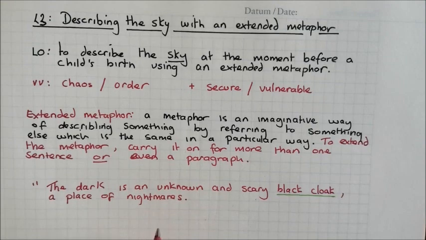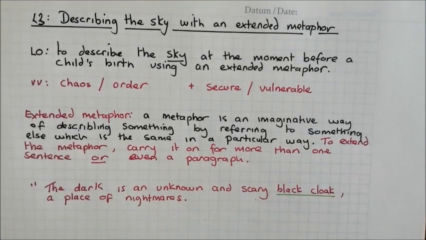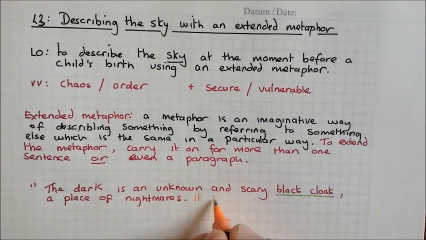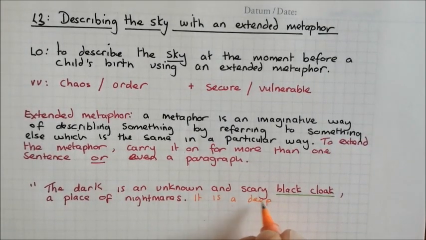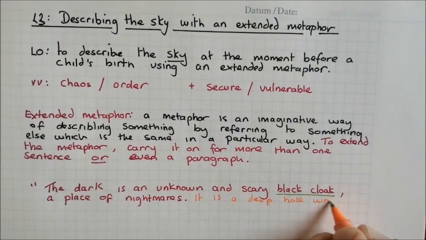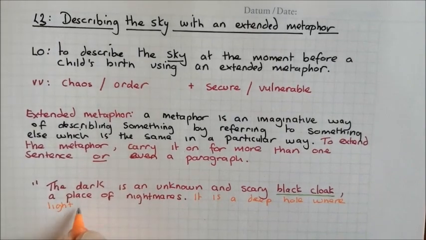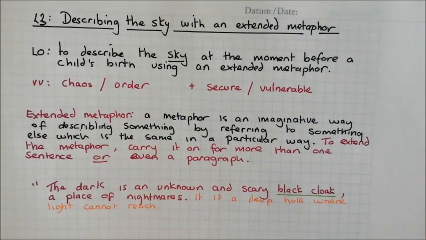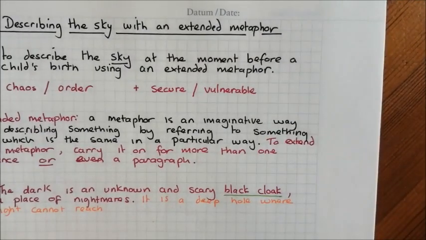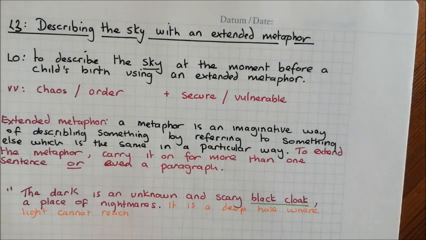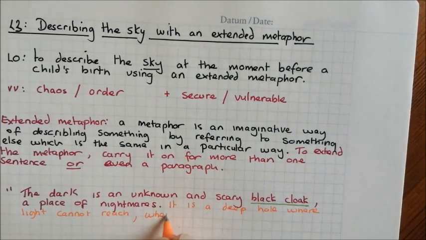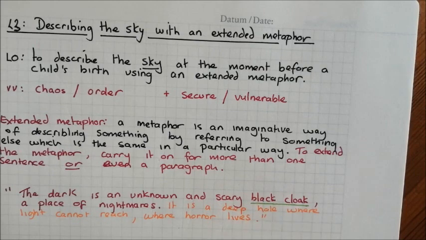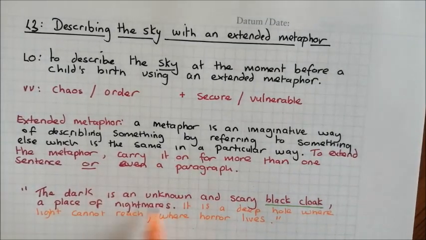Now, that's our first sentence. We need to extend that over a sentence. So let's take it a little bit further. This is where we've got the extension of that first metaphor. The dark, it, is a deep hole where light cannot reach. And where horror lives.